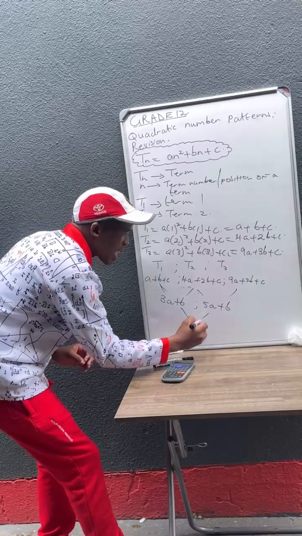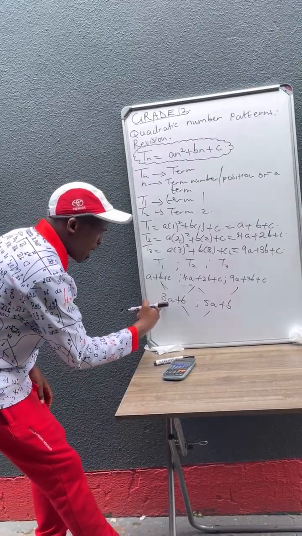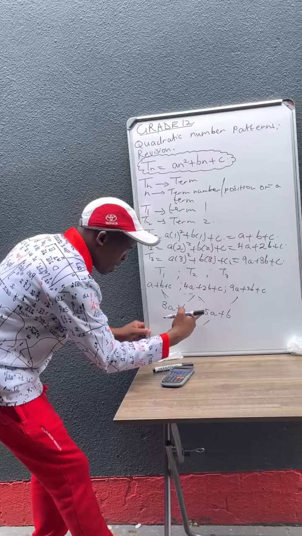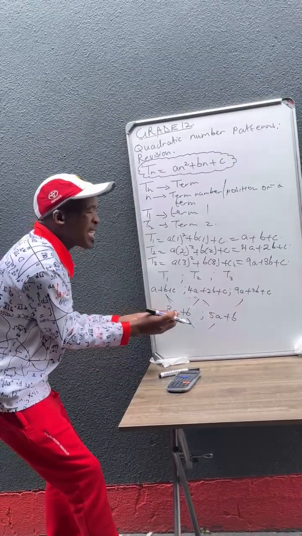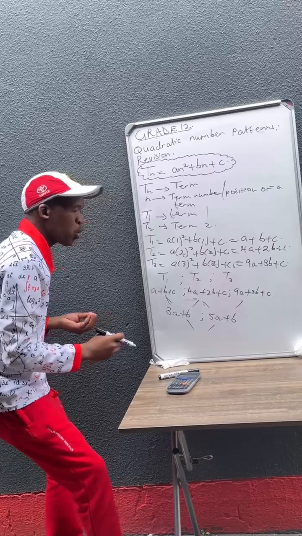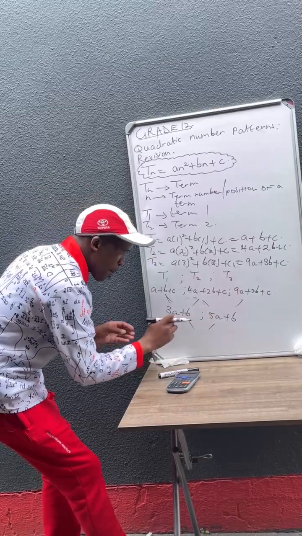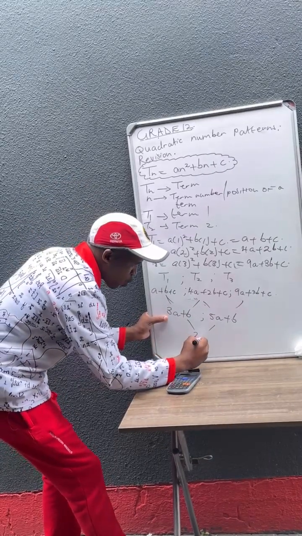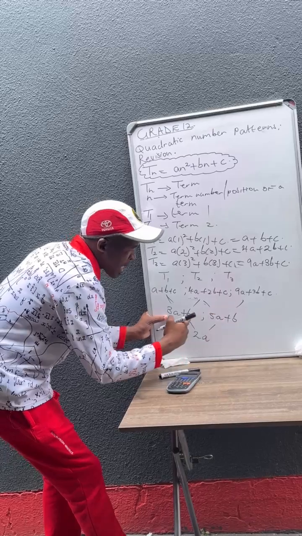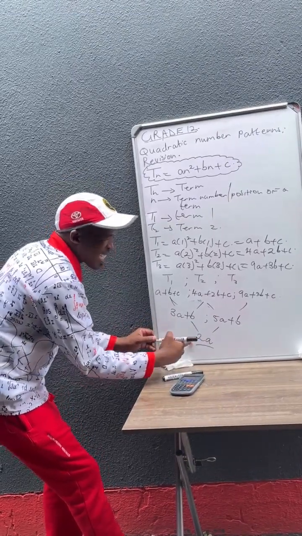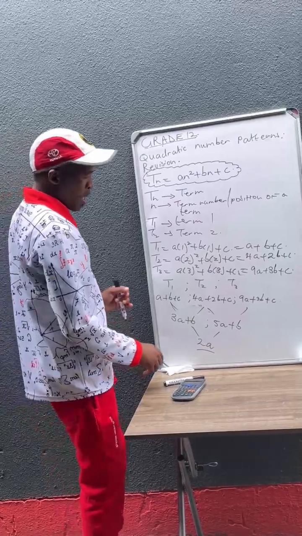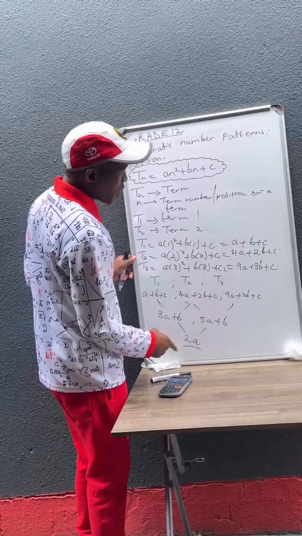So I'll continue again. I've got 3a plus b. This is the first difference. Now 5a minus 3a becomes 2a. b minus b is 0. So this is what I'm getting. This is the second difference.